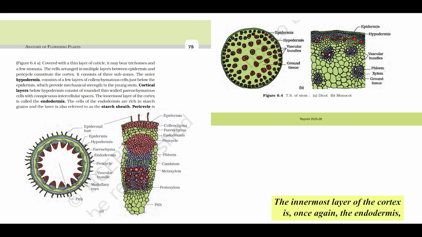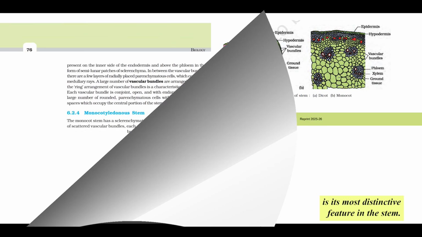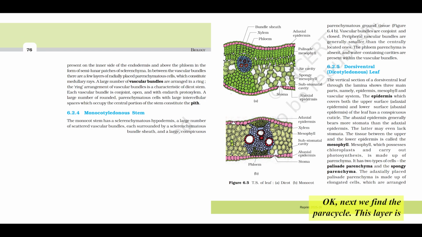The innermost layer of the cortex is, once again, the endodermis. But it looks a bit different here compared to the root. The cells of this endodermal layer in the stem are notably rich in starchy grains. So much so that this layer is also commonly and importantly referred to as the starch sheath. It likely plays some role in regulating movement into the stele, but that prominent starch content is its most distinctive feature in the stem.